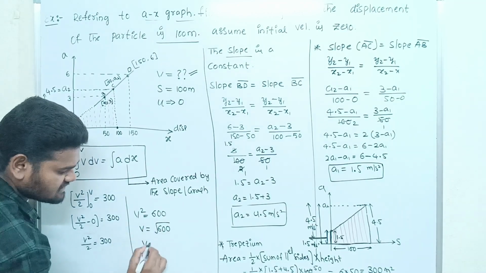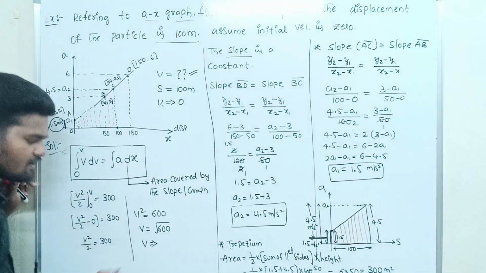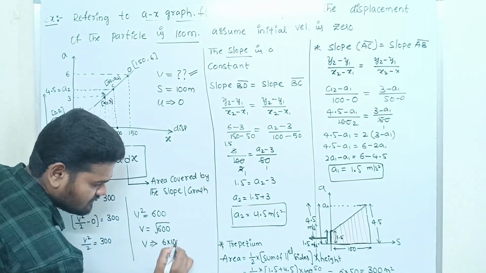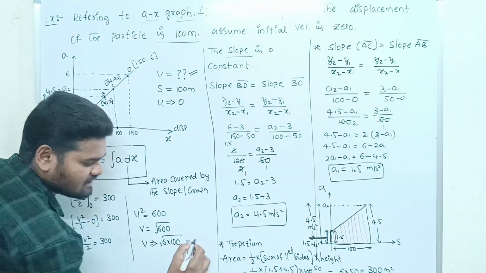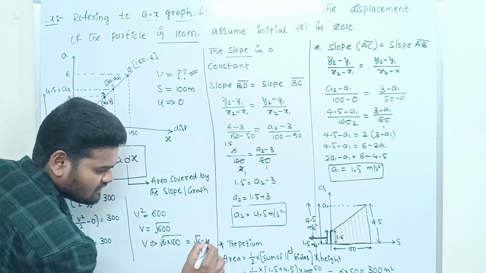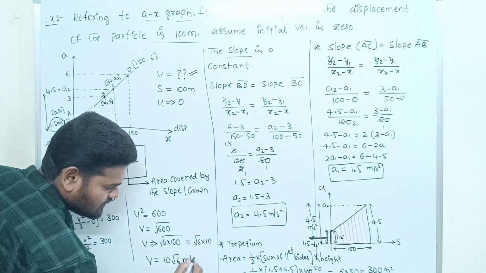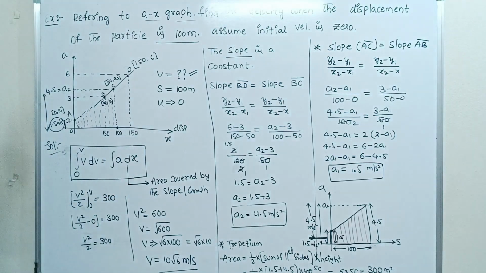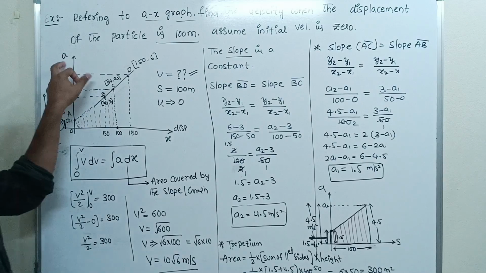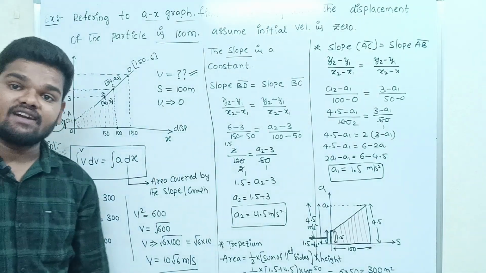So what is root 600? We can write it as 6 into 100. The 100 comes out of the root and becomes 10. So our final answer is 10 root 6 meter per second. So likewise, you have to solve the problems when you get an acceleration versus displacement graph.